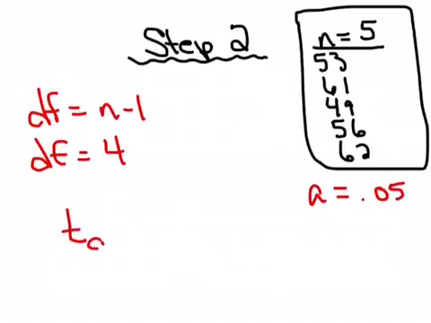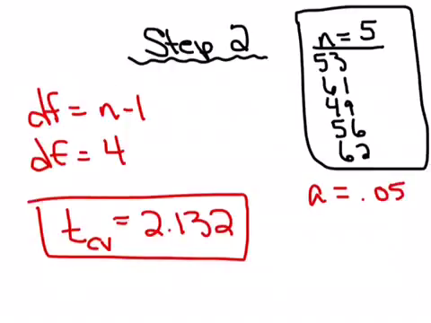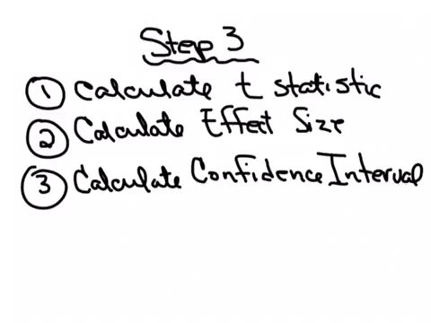So our answer is 2.132. And that's a positive, so you can just leave it. Don't put any signs in front of it because this is your one-tail critical value for degrees of freedom of 4, looking for scores to increase. Now we need to move to step 3, which has several parts, so I have them listed. We're going to calculate the t-statistic, then we're going to calculate an effect size, and then we'll calculate a confidence interval.